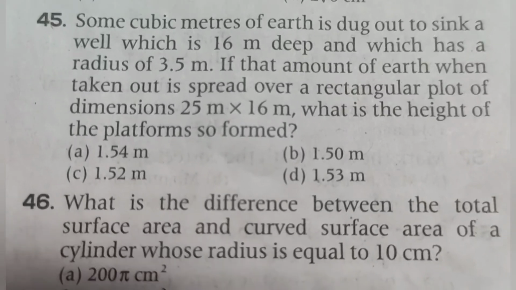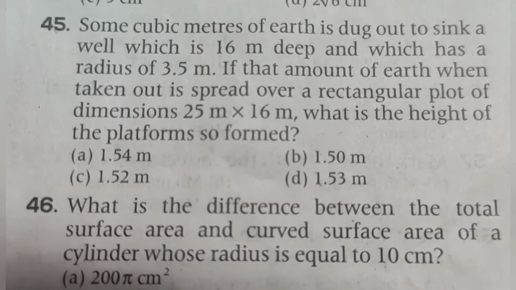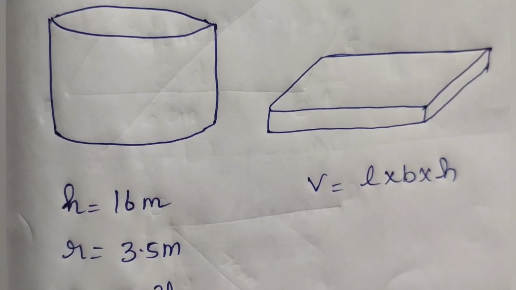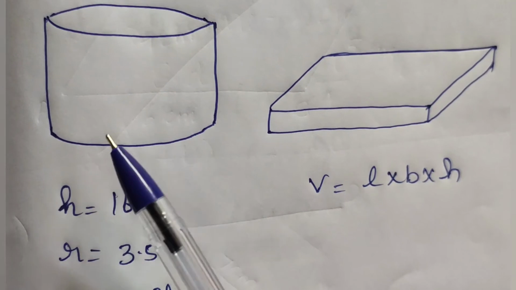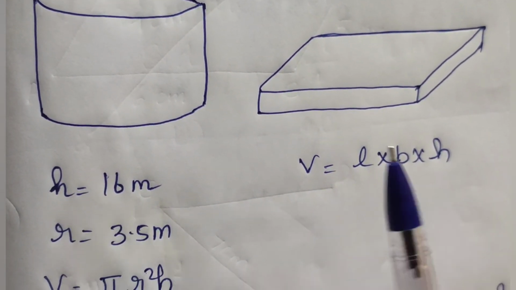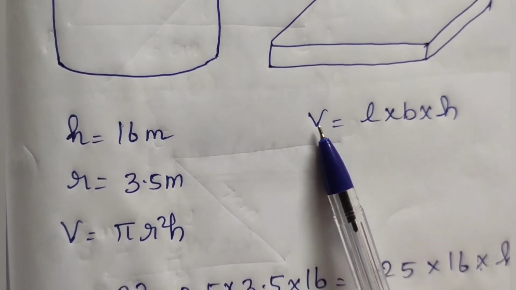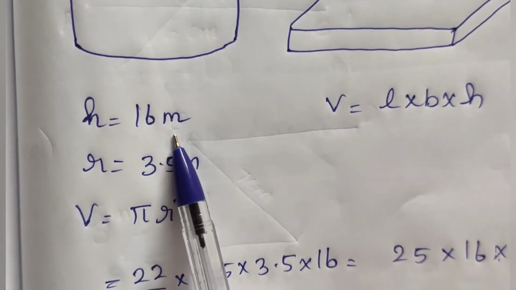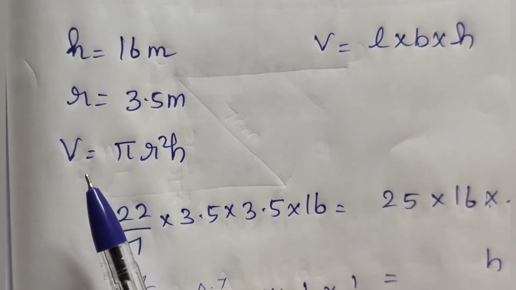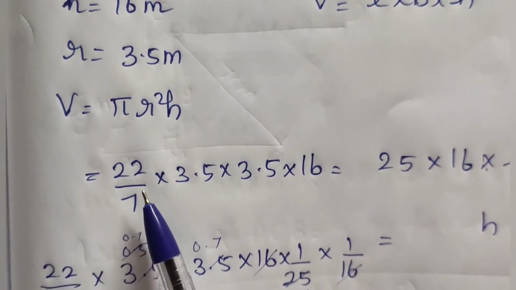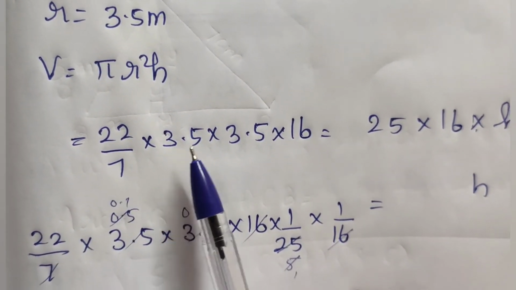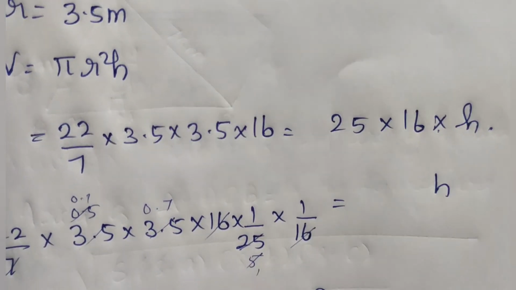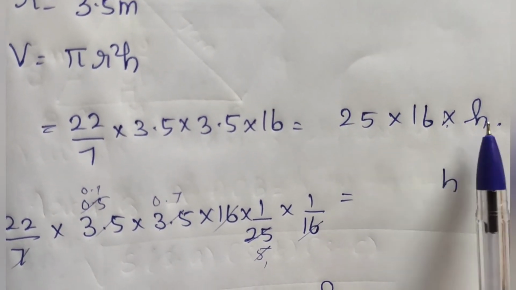Here the basic concept is volume of the well is equal to volume of the rectangular plot. See, the volume of the well dug out is spread out to form a rectangular plot, so both the volumes are the same. Volume of rectangular plot is length into breadth into height. And the well's depth is given here as 16 meter. Radius of the well 3.5 meter. Volume of the well is pi r squared h. Pi value 22 by 7 into r squared, 3.5 into 3.5 into height 16, equal to length 25 meter into breadth of the rectangular plot 16 into height, which we don't know.